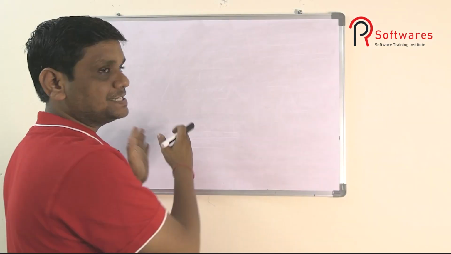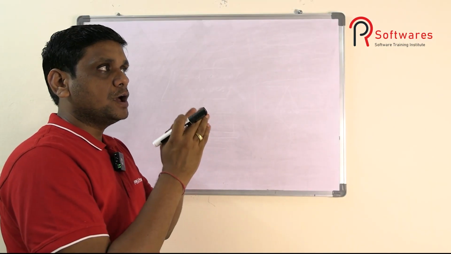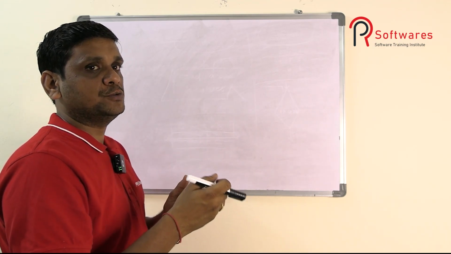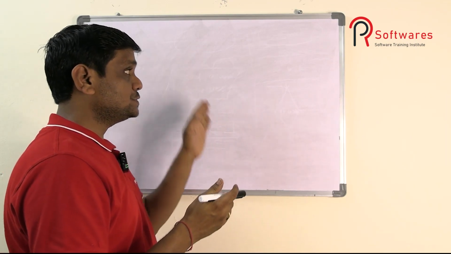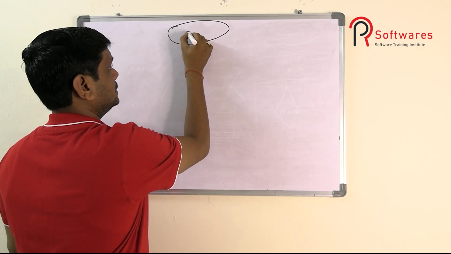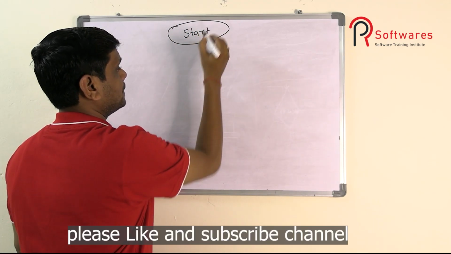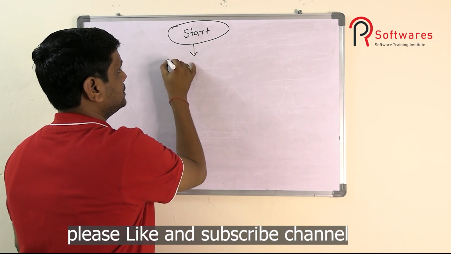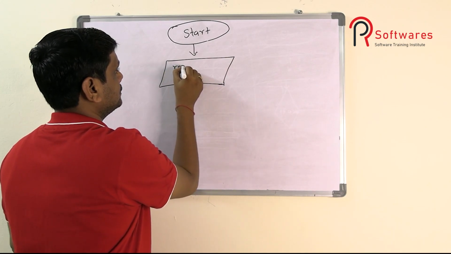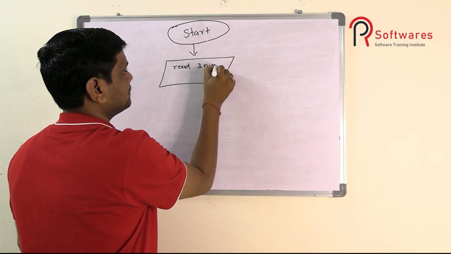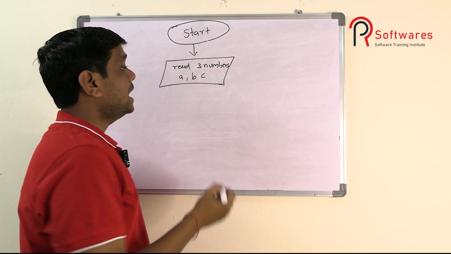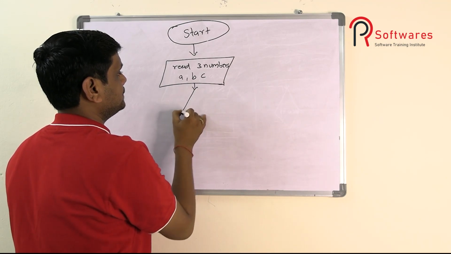Now the second example. In the last diagram, we discussed how to convert the sum of two numbers into a flowchart. Now in this example, I am going to explain how to find the biggest among three numbers using a flowchart. So here, first we should start. This is the symbol to start. After that, we need the three numbers. So I will write: read three numbers A, B and C.